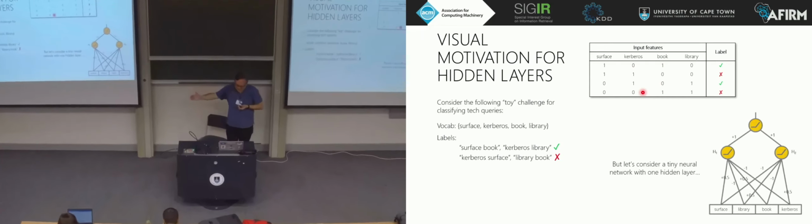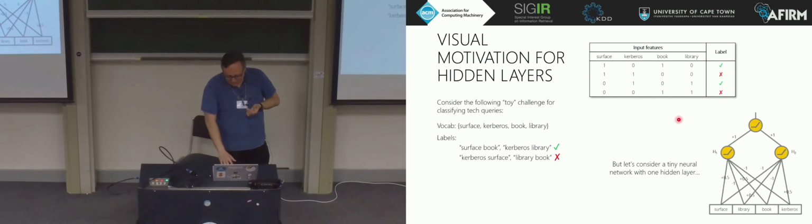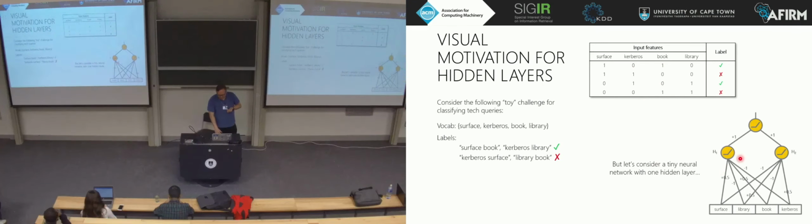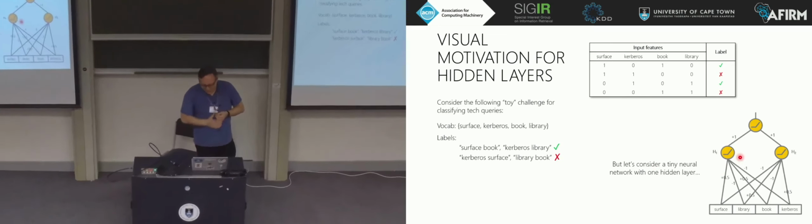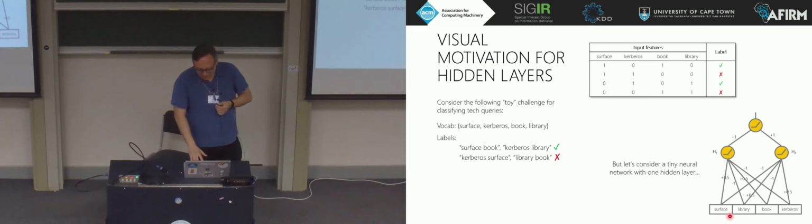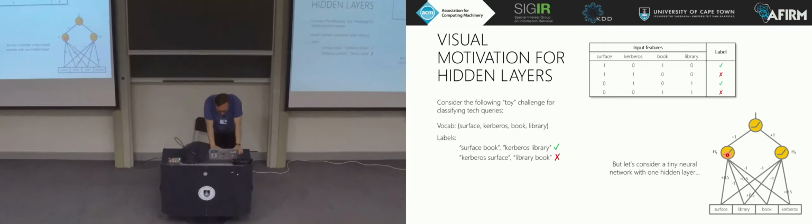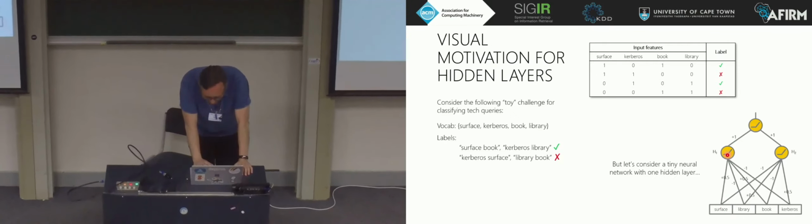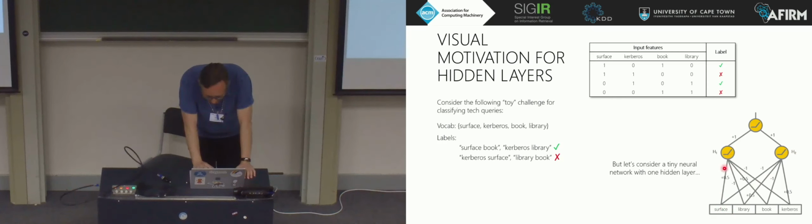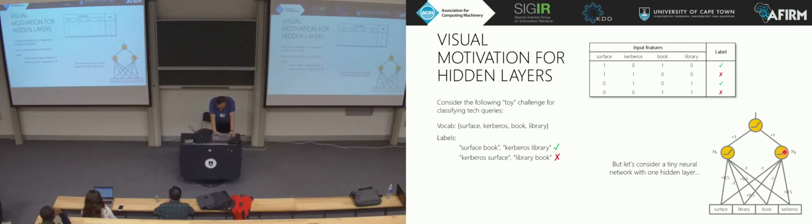So just to illustrate, if you add an extra layer, we're talking about the layers and the nonlinearities again. If you basically have this thing that gets activated, I guess, by surface and Kerberos, is that right? And this one gets activated by surface and book, sorry. And this one gets activated by Kerberos and library. Basically you can decompose the problem into finding one of the items you want and the other item you want. And you can come up with a classifier that can separate these cases where it was actually impossible to do with a linear model.